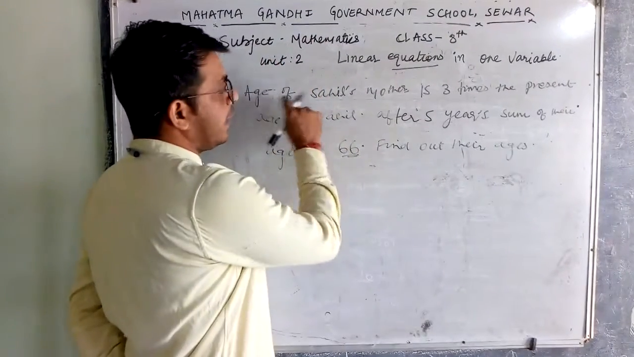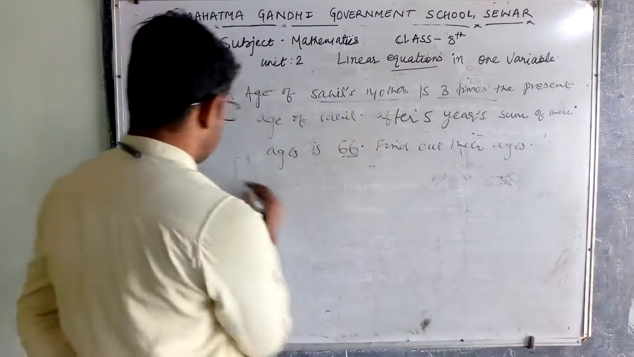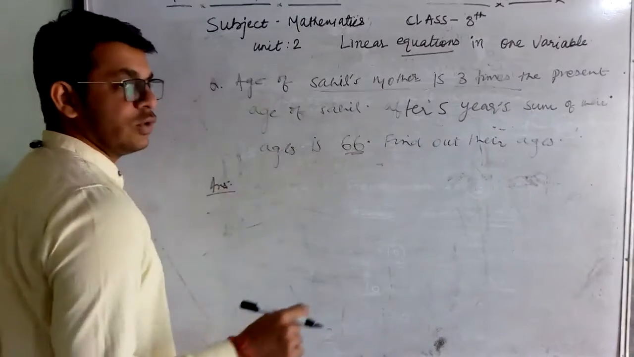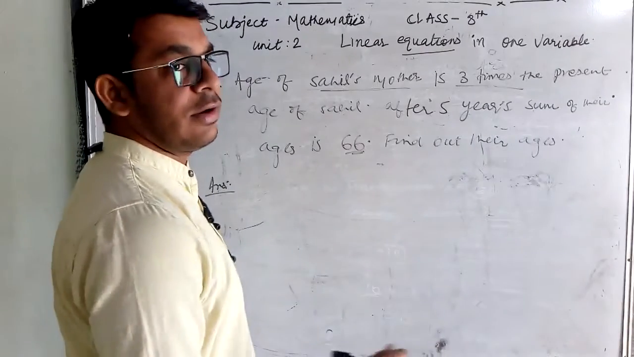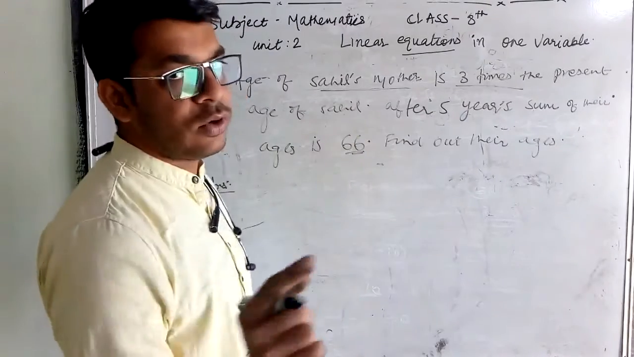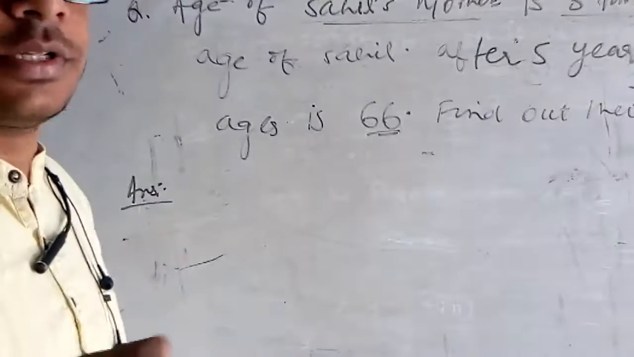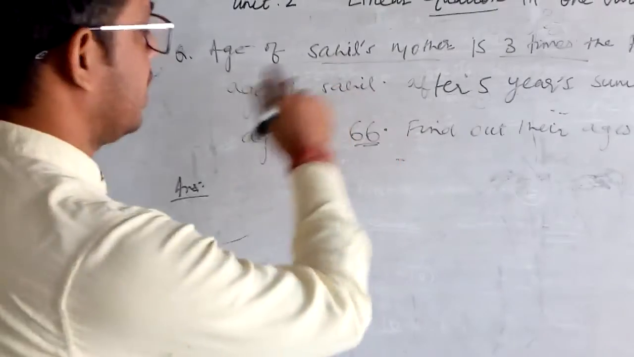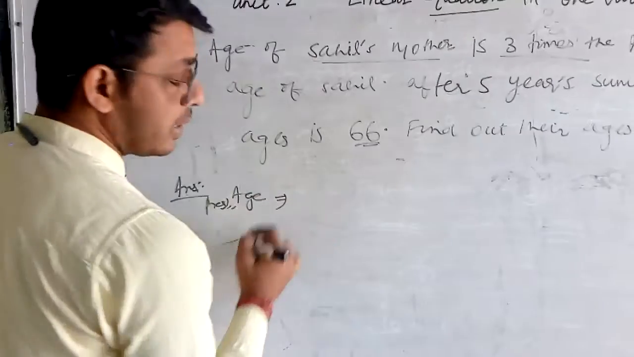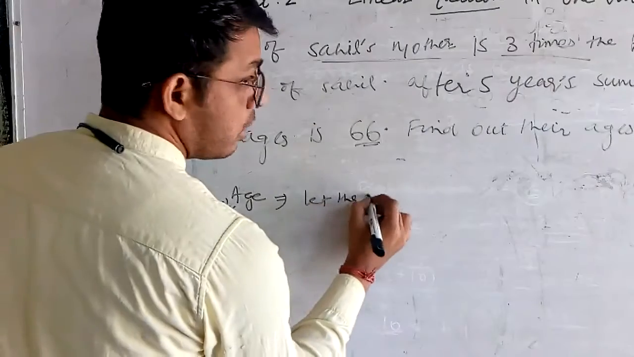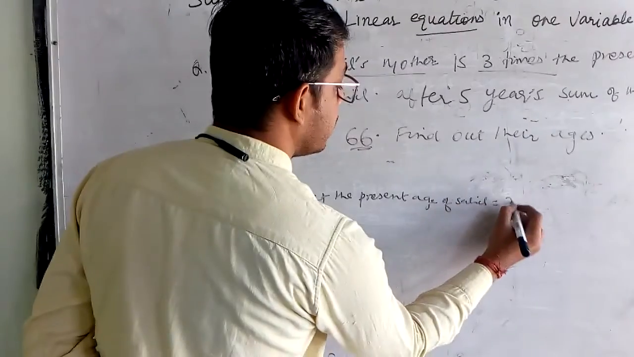What is the question saying? Age of Sahil's mother is 3 times the present age of Sahil. What will we do? First we will assume the number from where we have to start to frame an equation. What we don't know? The age of Sahil. What we know? The age of his mother, which is 3 times the age of Sahil. So first step: let the present age of Sahil be x.